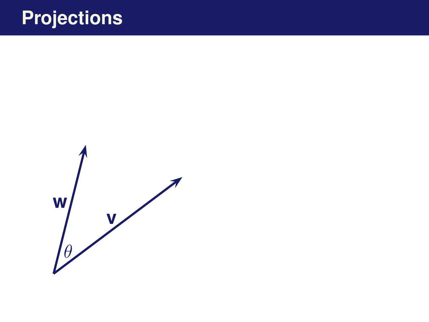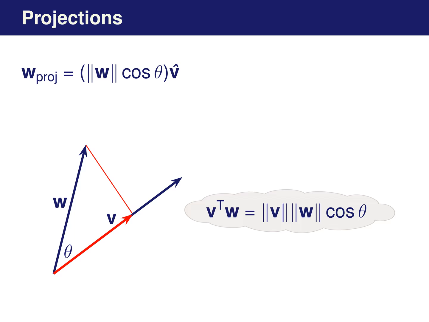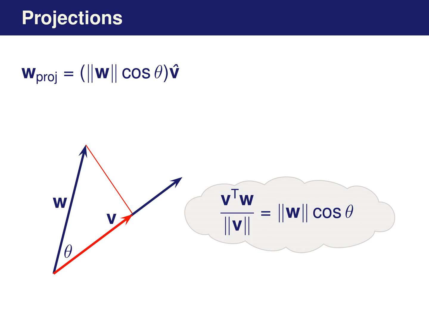Suppose two vectors v and w subtend an angle theta. The projection of the vector w onto the line spanned by the vector v is simply the component of w in the v-hat direction. Let's rewrite this expression without the explicit theta dependence. Recall that the dot product of two vectors is the product of the length of the two vectors times cosine theta. By dividing through by the norm of v, we have the norm of w times cosine theta on the right-hand side. This is exactly what we need.